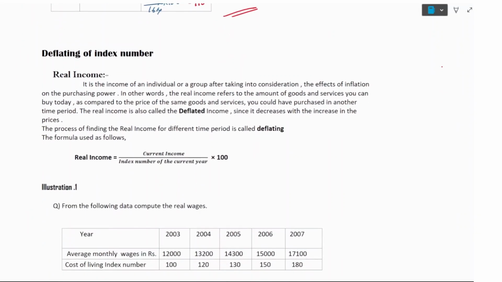Next, we will learn deflating of index numbers, that is real income. How do you calculate the real income? What is the concept of real income? We observe changes in prices over a period of time. Income also changes during that time.